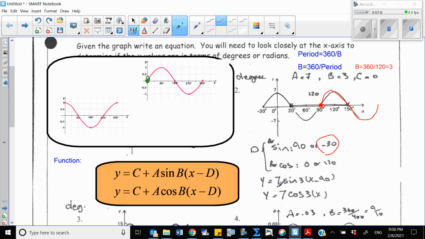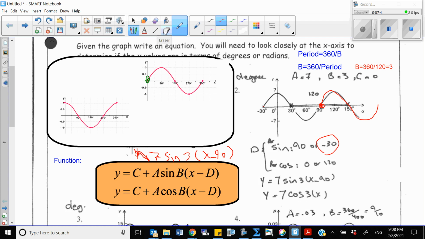Okay, so if I consider this one as my base function, the equation of that is going to be 7 sine of 3x minus 90, because the c value is 0, and then I'm going to write a as 7, then sine of 3 times x minus d value, which was 90. So this could be the equation of my function. The 0 doesn't have to be written. It's going to be 7 sine of 3x minus 90.